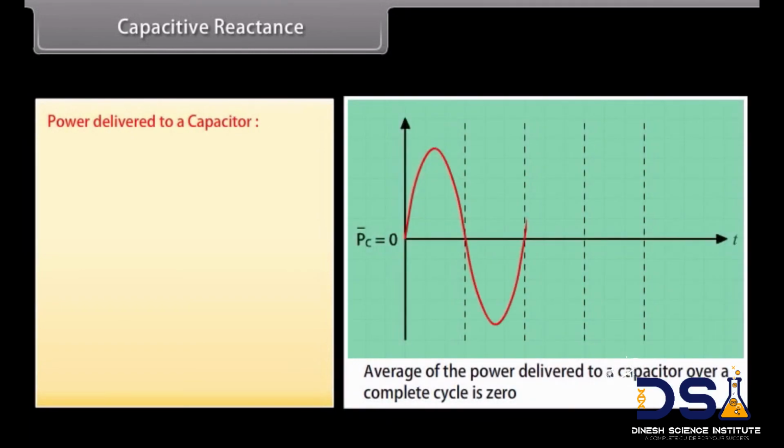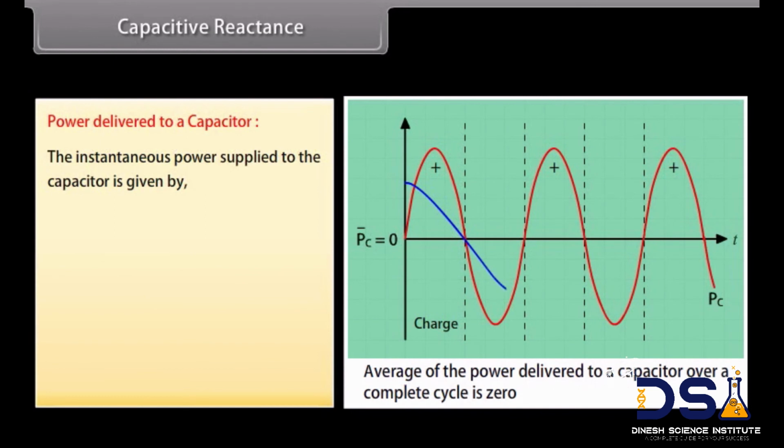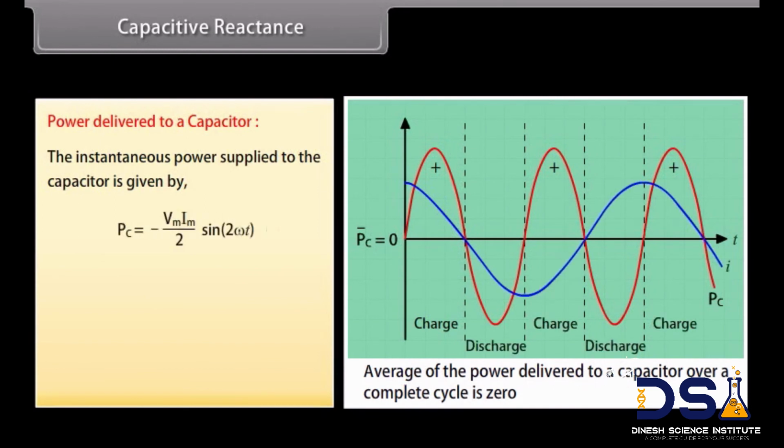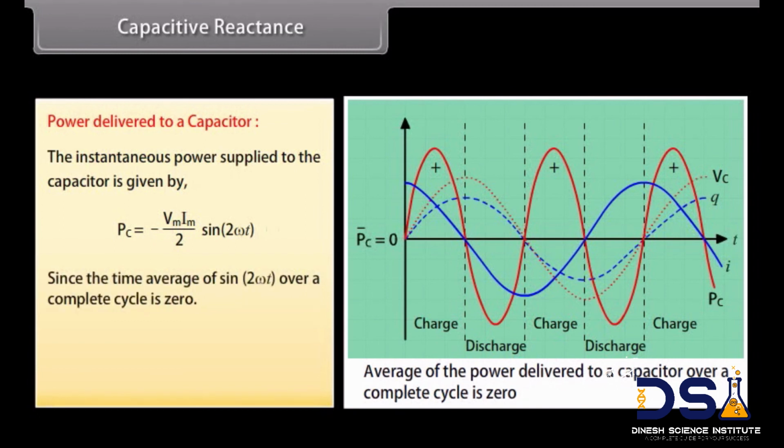Power delivered to a capacitor. The instantaneous power supplied to a capacitor is given by Vm Im upon 2 multiplied by sin 2 omega t. Since the time average of sin 2 omega t over a complete cycle is 0, therefore, capacitor power is equal to 0.